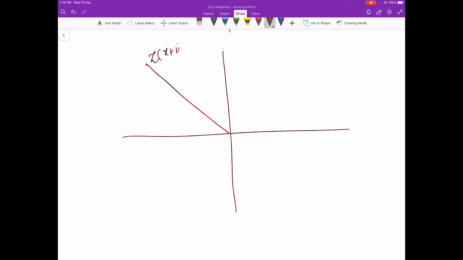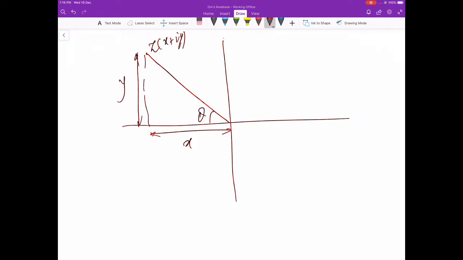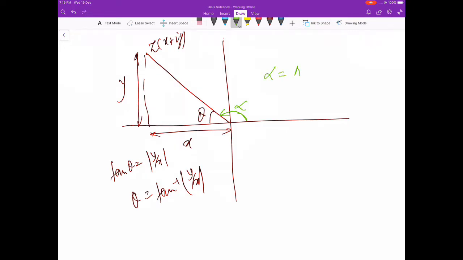This is z = x + iy. I am not considering the signs of x and y. So this length is x and this length is y. Suppose this one is theta. Then tan theta is equal to mod of y upon x, and theta is equal to tan inverse of mod y by x. But in this case the argument is this angle alpha. So what is alpha? Alpha is pi minus theta. So this becomes pi minus tan inverse mod y by x. So this is the argument in the second quadrant.